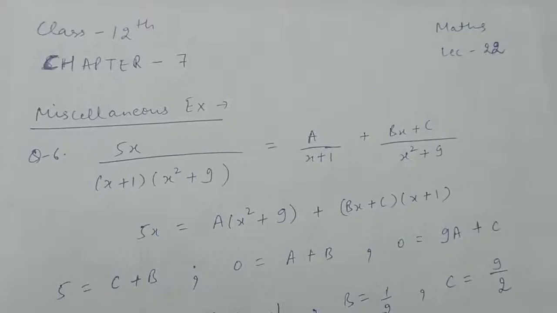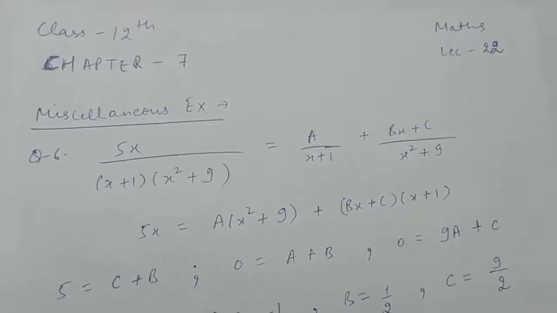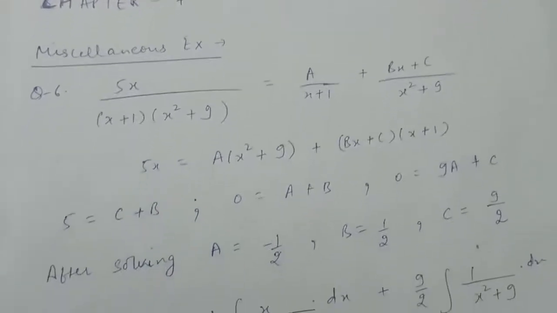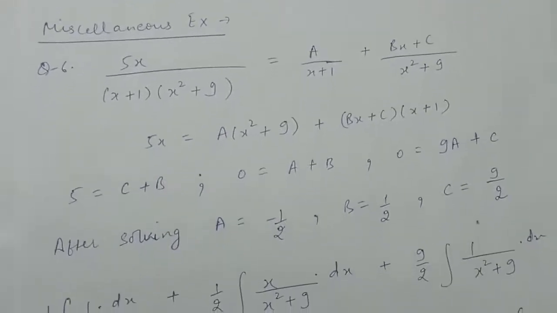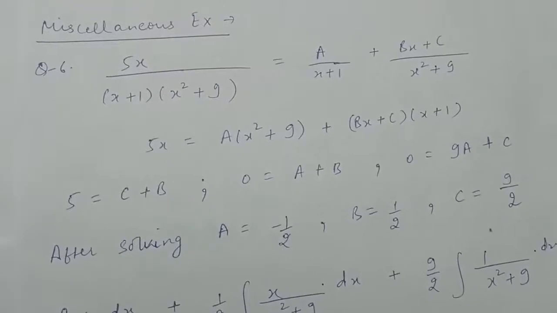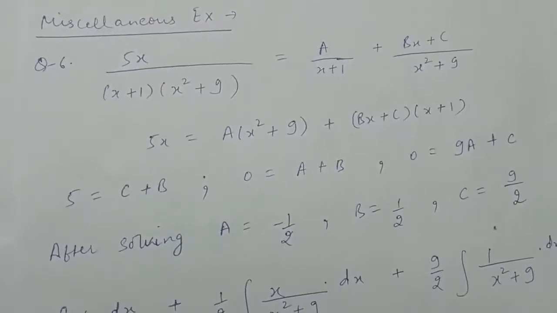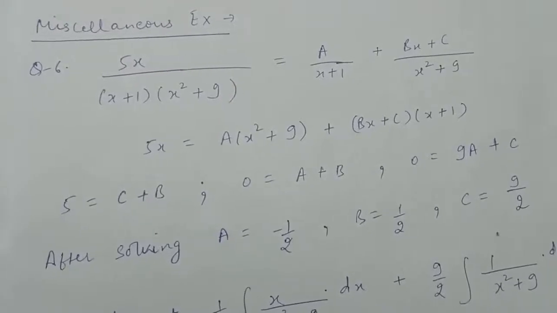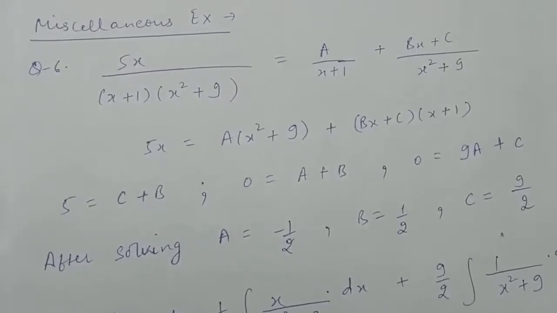Good morning students, this is class 12th maths lecture 22nd of chapter 7th integrals. We will discuss today the questions of miscellaneous exercise. So question number 6 is 5x upon (x plus 1) into (x square plus 9). So we will use partial fraction to solve this type of question.